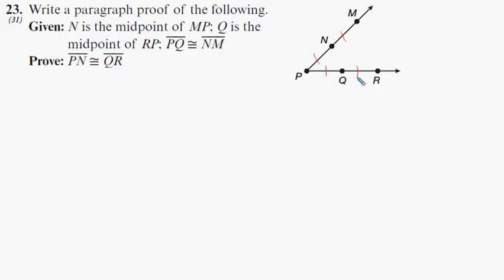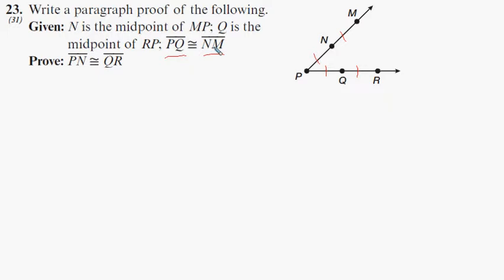Should we use double tick marks? Let's see here. We have PQ. Oh, no. We have PQ is equal to NM. PQ and NM are the same, so definitely we should use single tick marks. So we have to prove that PN is congruent to QR. Well, essentially we've already done that with our tick marks just by observing that PQ and NM were congruent.